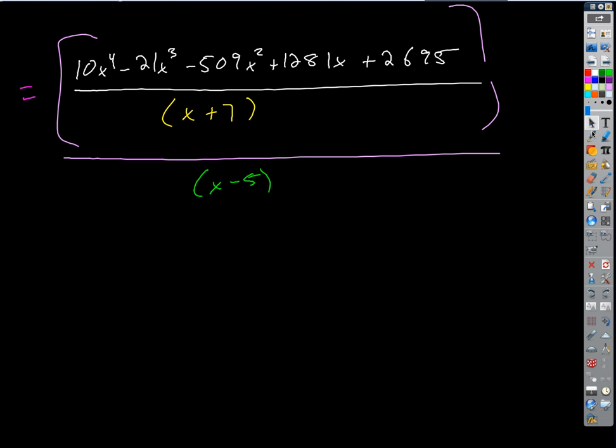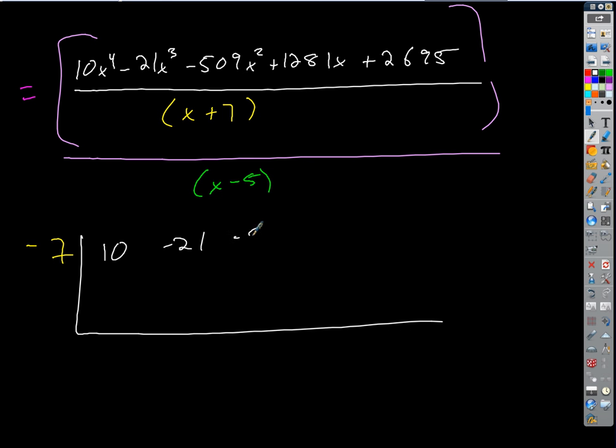Okay, so here we go. Let's do the top part first, right? Be with me, please, we're going to run out of time. We're going to synthetically divide out. What goes out front? Negative 7. What are the coefficients? 10, -21, -509, 1281. Seth, you're talking too fast. What needs to go there? It's got to be 0, because we know that's a factor, or we messed up.